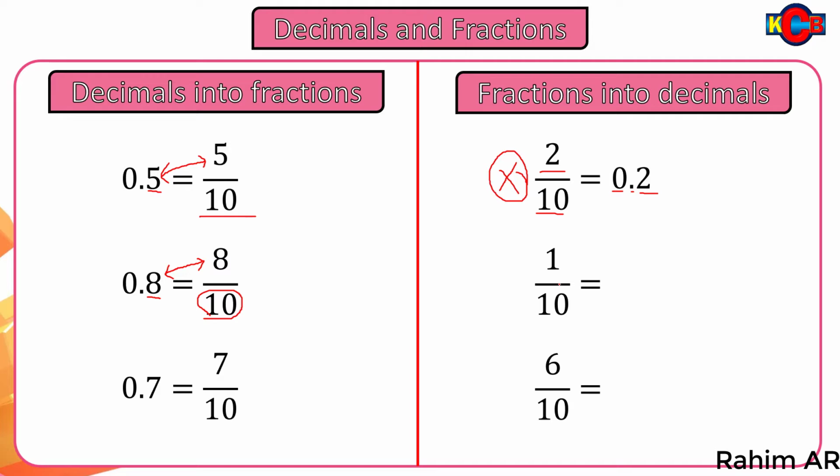Now, look at the next example. This is the numerator, 1. So we just directly write 0 and 1 tenth, or 0.1. Can you try to answer this example here? 6 tenths. Alright. The answer is 0 and 6 tenths, or 0.6.